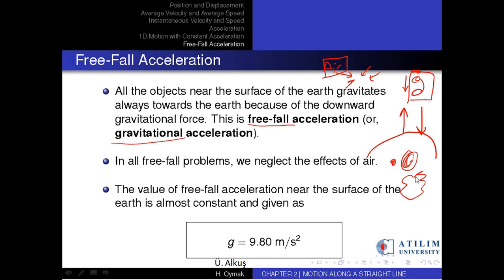It is an empirical fact that the free fall acceleration g of an object does not depend on its specific characteristics. That is to say, all objects undergo the very same downward acceleration. Although the value of g changes a little with altitude and latitude, its value near the surface of the Earth is almost constant and given as 9.80 meters per second squared.